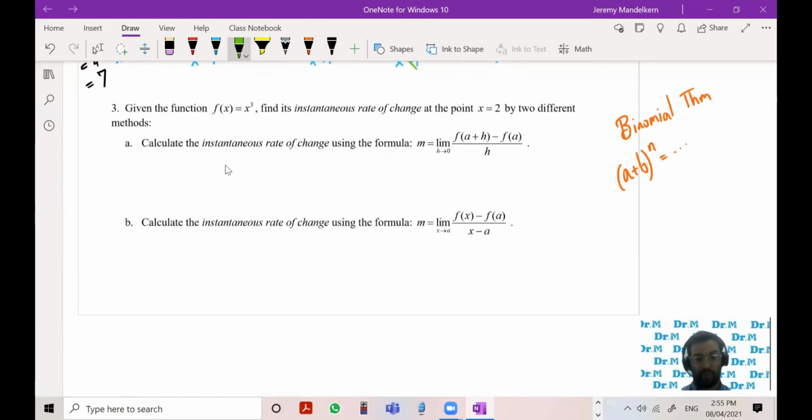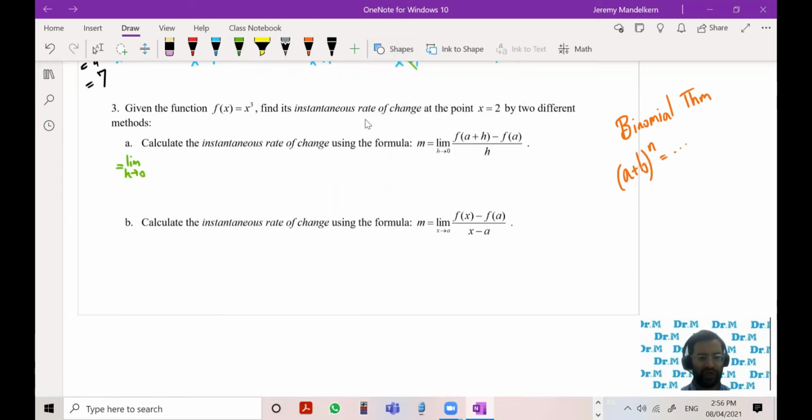Let's try this next problem. It reads, given the function f of x is equal to x cubed, find the instantaneous rate of change at the point x is equal to 2, and do so using our two different methods. First, the limit involving h going to 0. So here we have the limit as h goes to 0.